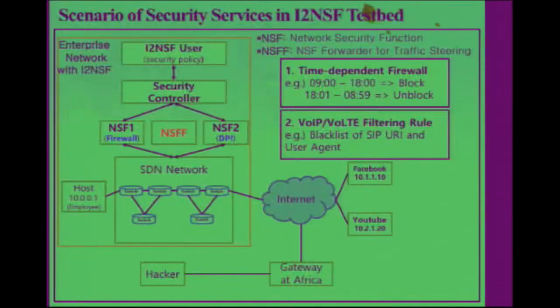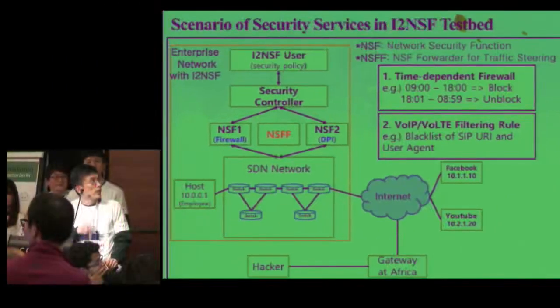And then the scenario of security services in the I2NSF testbed: you can see we have this I2NSF network, such as the enterprise network. At the top level, there is the I2NSF user, who decides the security policy. The policy is forwarded to the security controller, which is the main entity. This high-level policy is translated into low-level security policy and then delivered to network security functions such as the firewall and the DPI. That security information is also enforced using the SDN network.